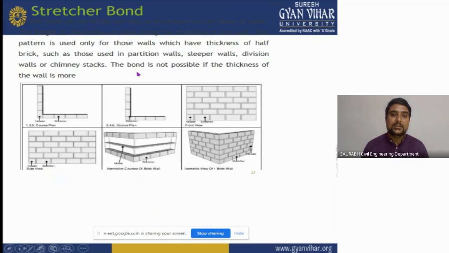Now we will see the stretcher bond here. This pattern is used only for walls which have a thickness of half brick, such as those used in partition walls, sleeper walls, division walls, or chimney stacks. The bond is not possible if the thickness of the wall is more. As you can see, this is the image of stretcher bond, and you can see these are the stretcher faces of a brick wall. That's why it is called a stretcher bond.